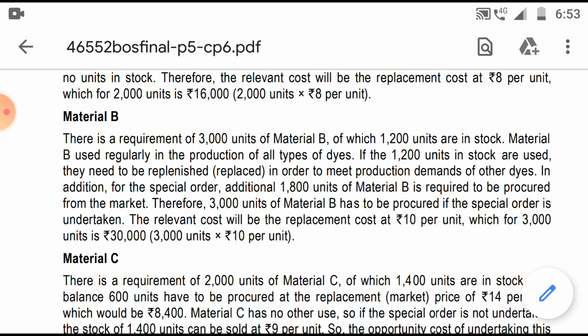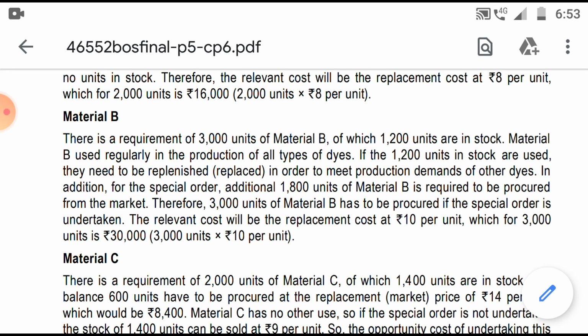The 1200 units in stock are used. They need to be replenished, that is replaced, in order to meet the production demand of the other dyes. In addition, for the special order, an additional 1800 units of B are required to be procured from the market. Therefore 3000 units of the material B have to be procured if the special order is undertaken. The relevant cost for the replacement will be 10 per unit.